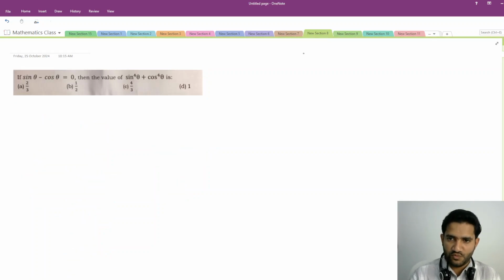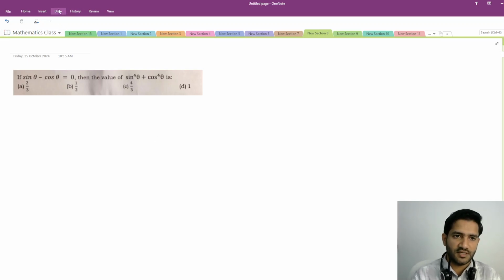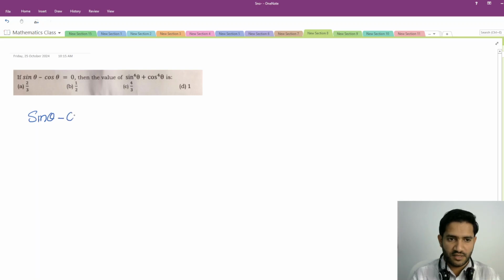Now we can move to the next question. Sin theta minus cos theta is 0. We want to find sin raised to 4 theta plus cos raised to 4 theta.